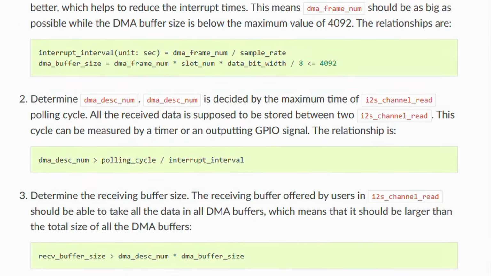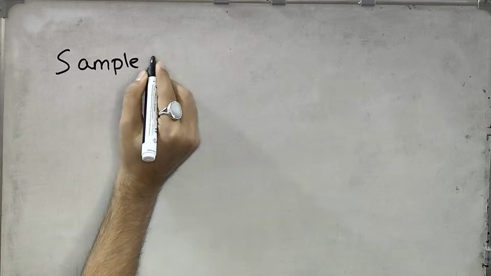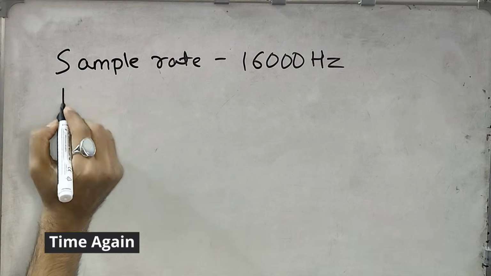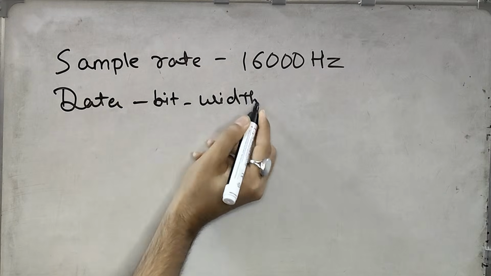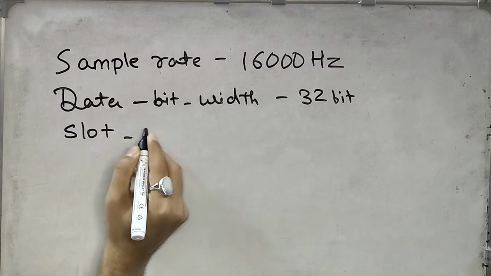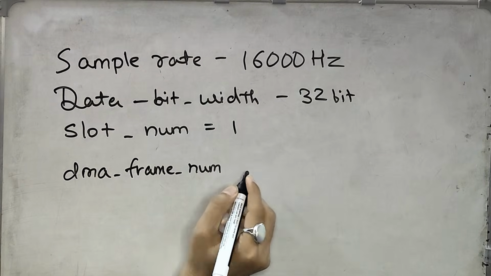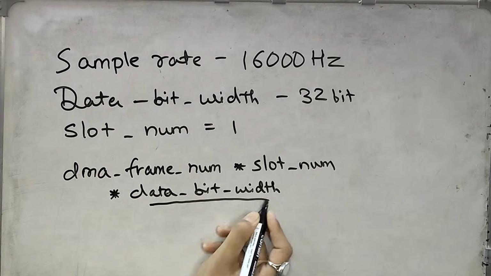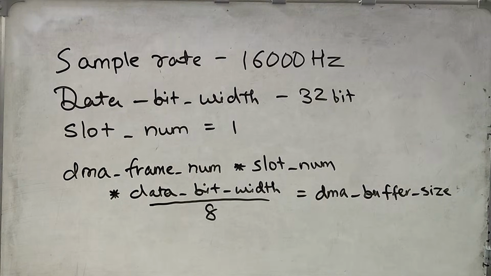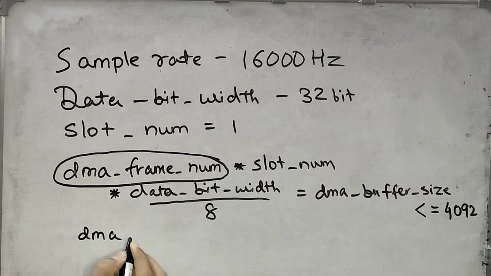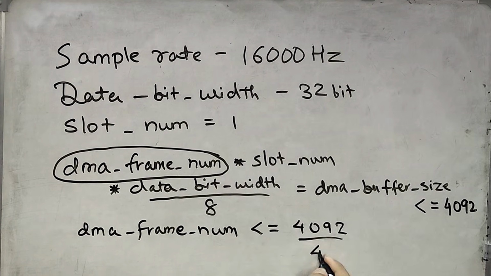Let's list out the values we already know. Our sample rate is 16 kHz. Data bit width is 32 bits. Slot num is 1. Now if we put these values into the DMA buffer size equation, the only variable left is DMA frame num. On ESP32, this value for slot num 1 can go up to 1023 samples, and we have chosen 120, which is safely within the limit.